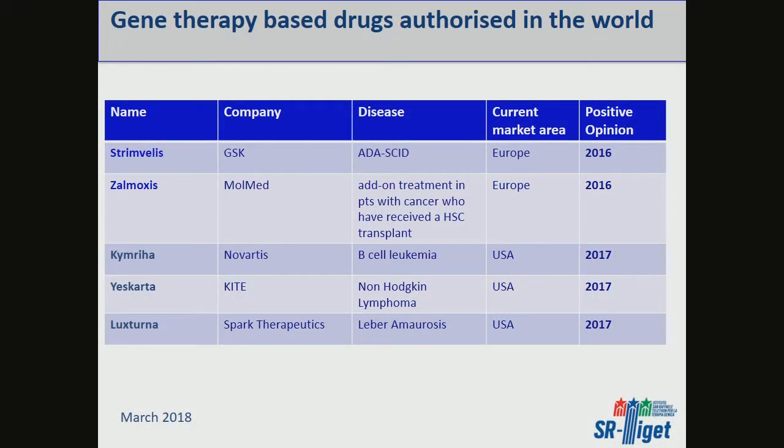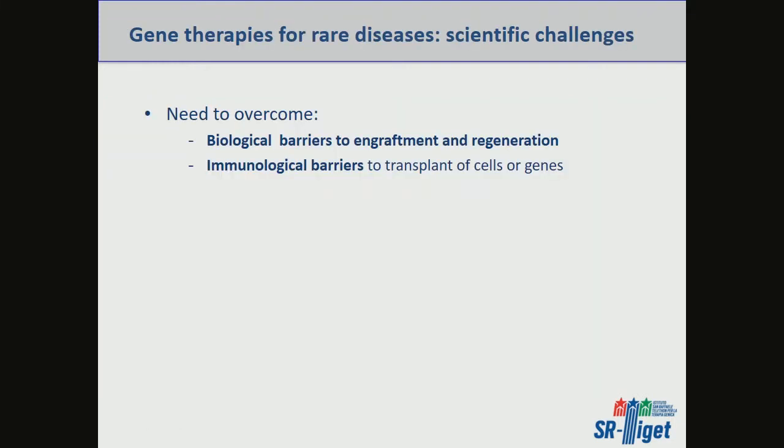In terms of medicinal products, most of them are still experimental. I mentioned here the gene therapy medicinal products that received approval in the market, either in the EU or the United States, and the list is here. These include two genetic diseases, such as ADA-SCID and Leber amaurosis, and three diseases in the oncology field, including, most recently, CAR T cells.